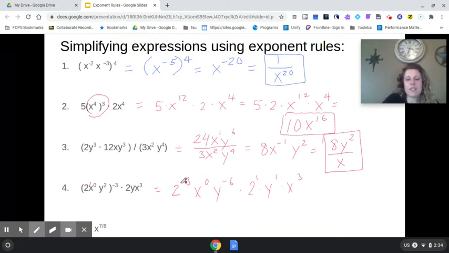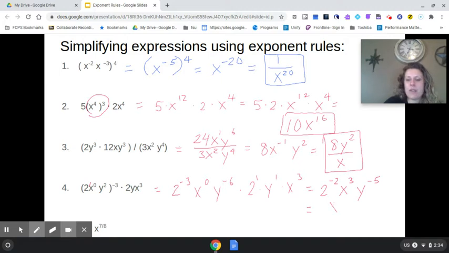Notice we have same bases here. So again, since we're multiplying those same base values, we could add their exponents together. So I would have 2 to the negative second power, negative 3 plus 1. Here I have x to the 0 power times x to the third power. Again, I would add those exponents. So 0 plus 3 is 3. And then y, we have negative 6 plus 1, and that's going to give me y to the negative fifth power.